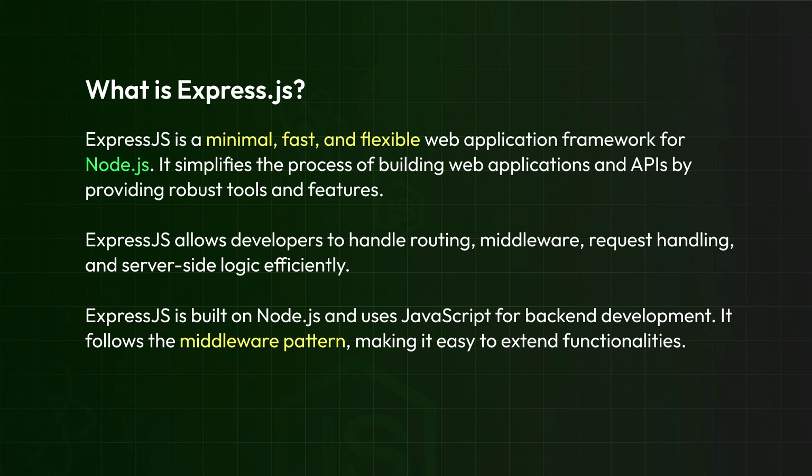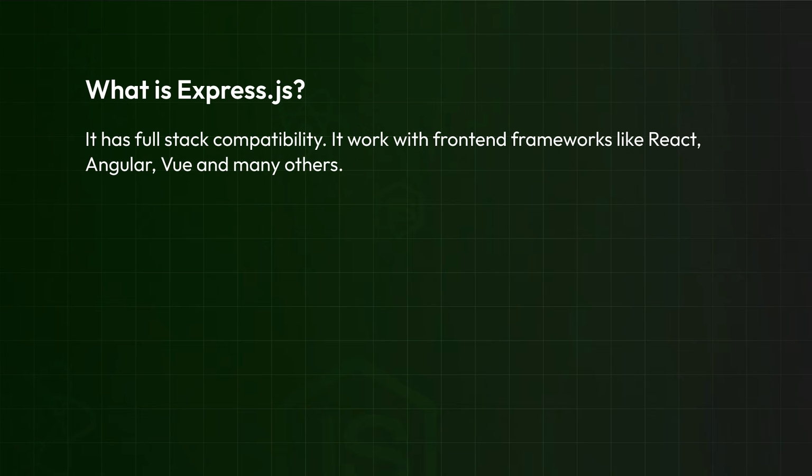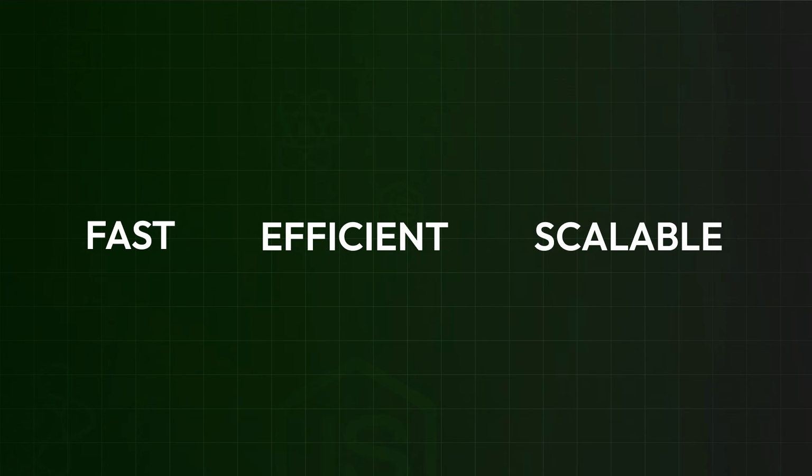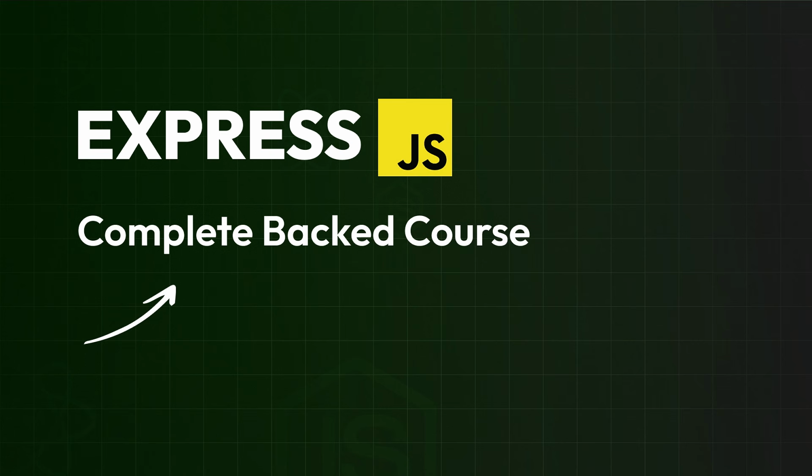Express.js is built on Node.js and uses JavaScript for backend development. It follows the middleware pattern, making it easy to extend functionalities. It has full-stack compatibility because it works well with front-end frameworks like React, Angular, Vue, and others. So you can build a full stack application. So if you want to build a fast, efficient and a scalable web application or API, then Express.js can be a best choice for you. So in this video we will learn complete Express.js.